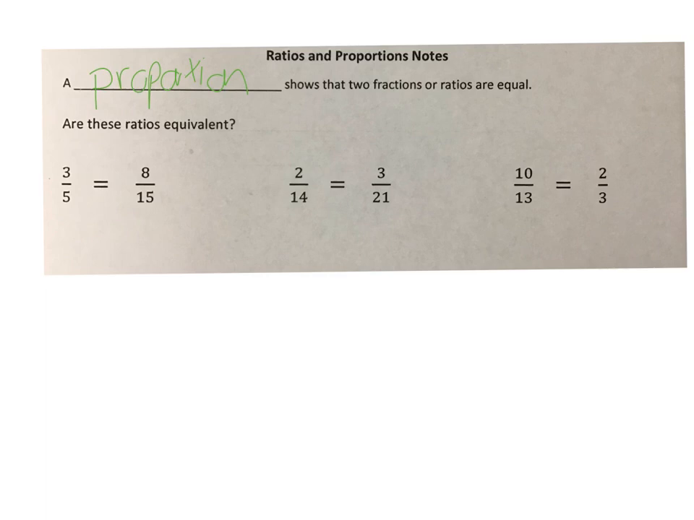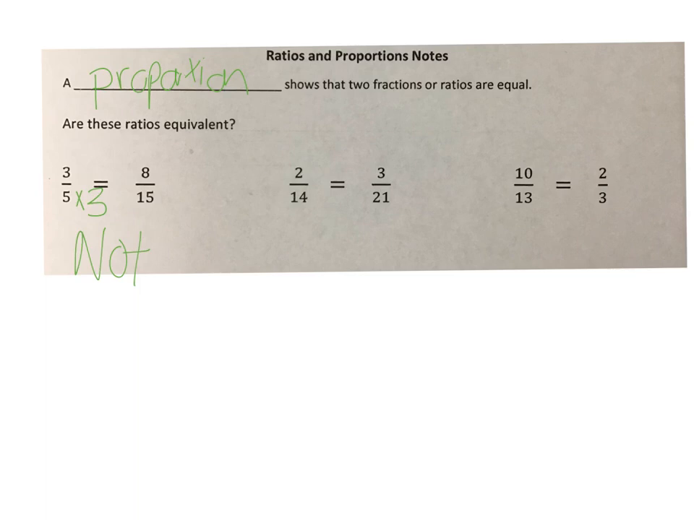So let's look at this first one. Are these ratios equivalent? So we have 3 to 5 and 8 to 15. For these ones, I can look at the factors and see if there's anything I can do to get from 5 to 15. Well, I know that I can times that by 3, but if I do 3 times 3, that would give me 9. So this is not proportional, okay? Because whatever you do at the top, you've got to do the bottom. For this one, it doesn't work.